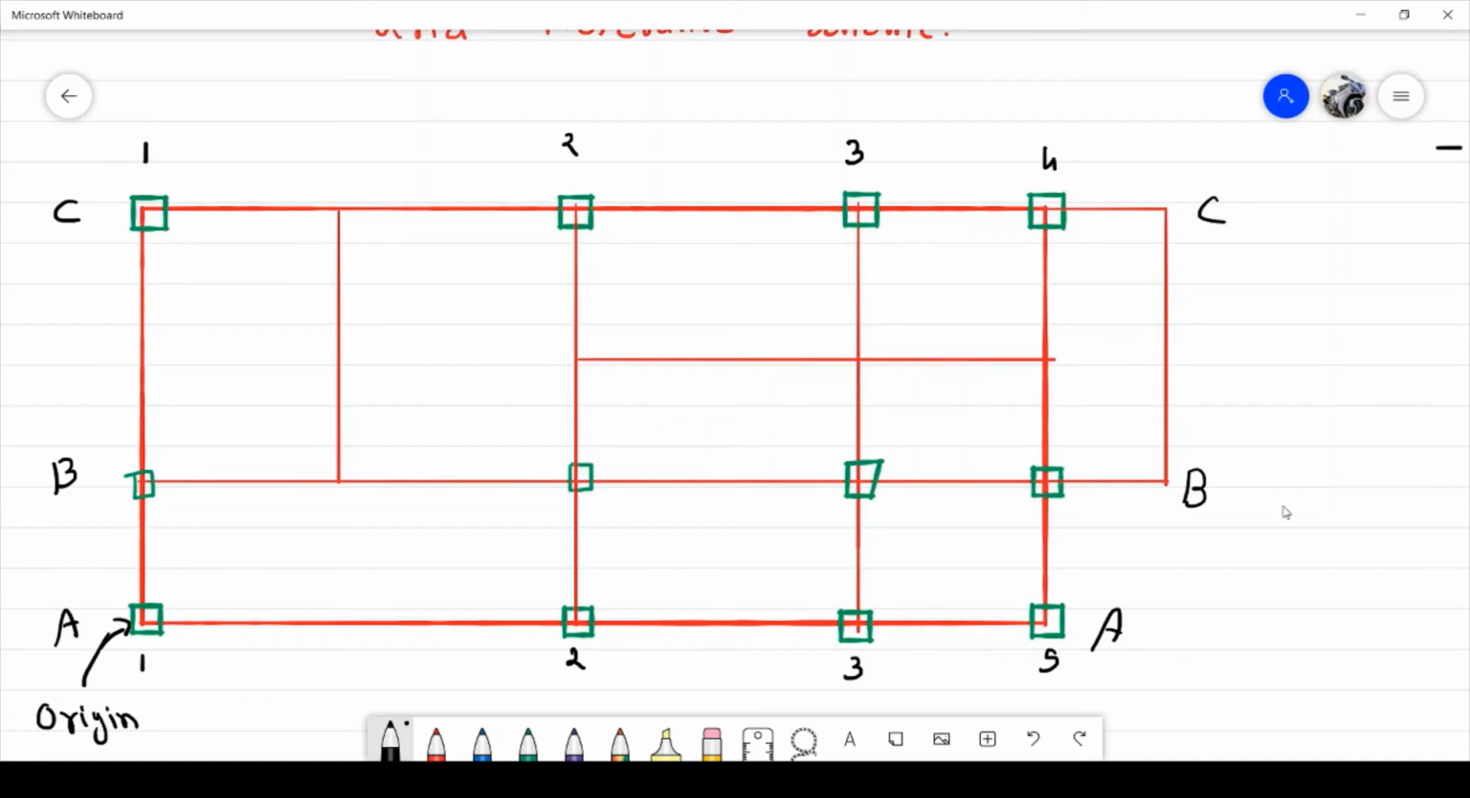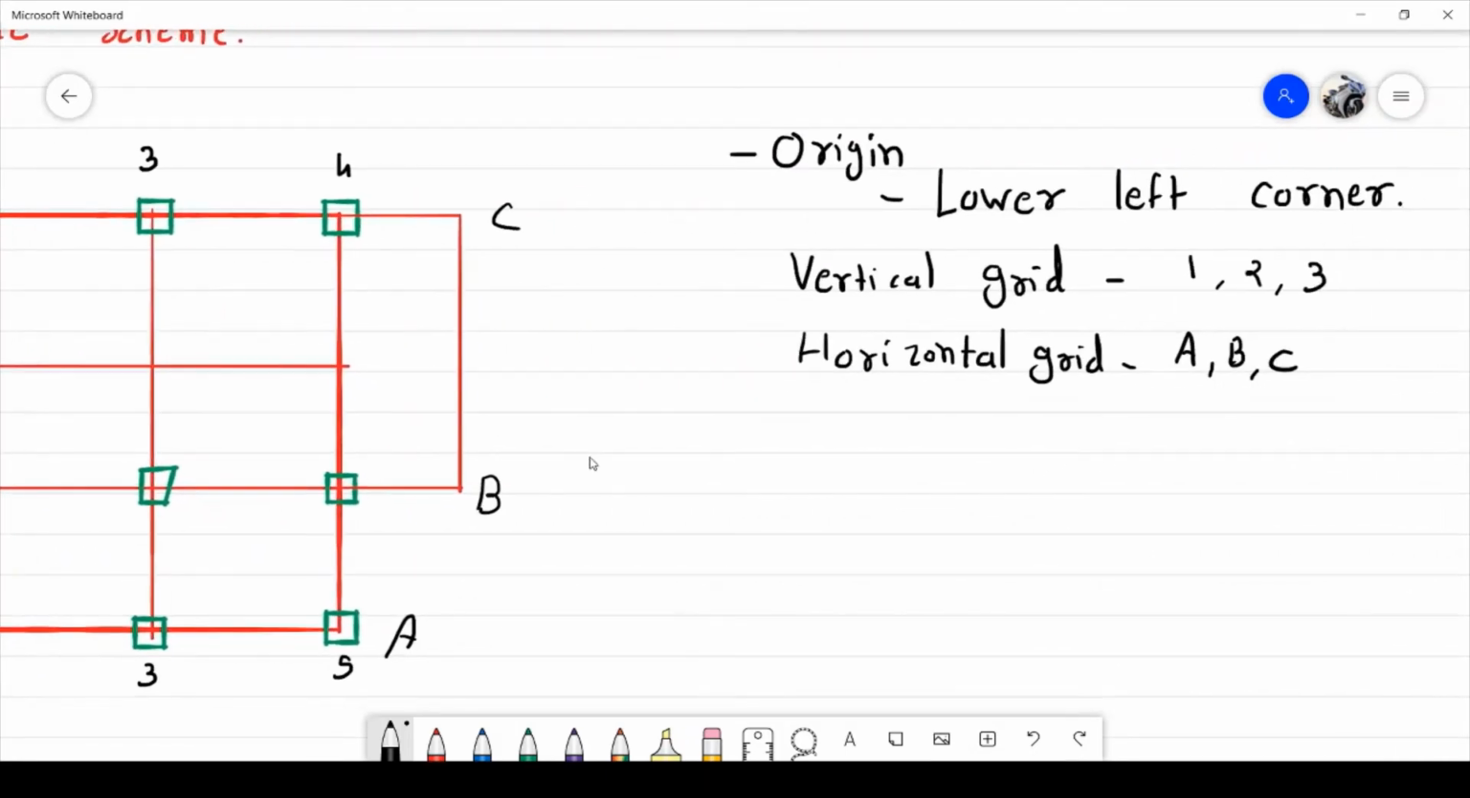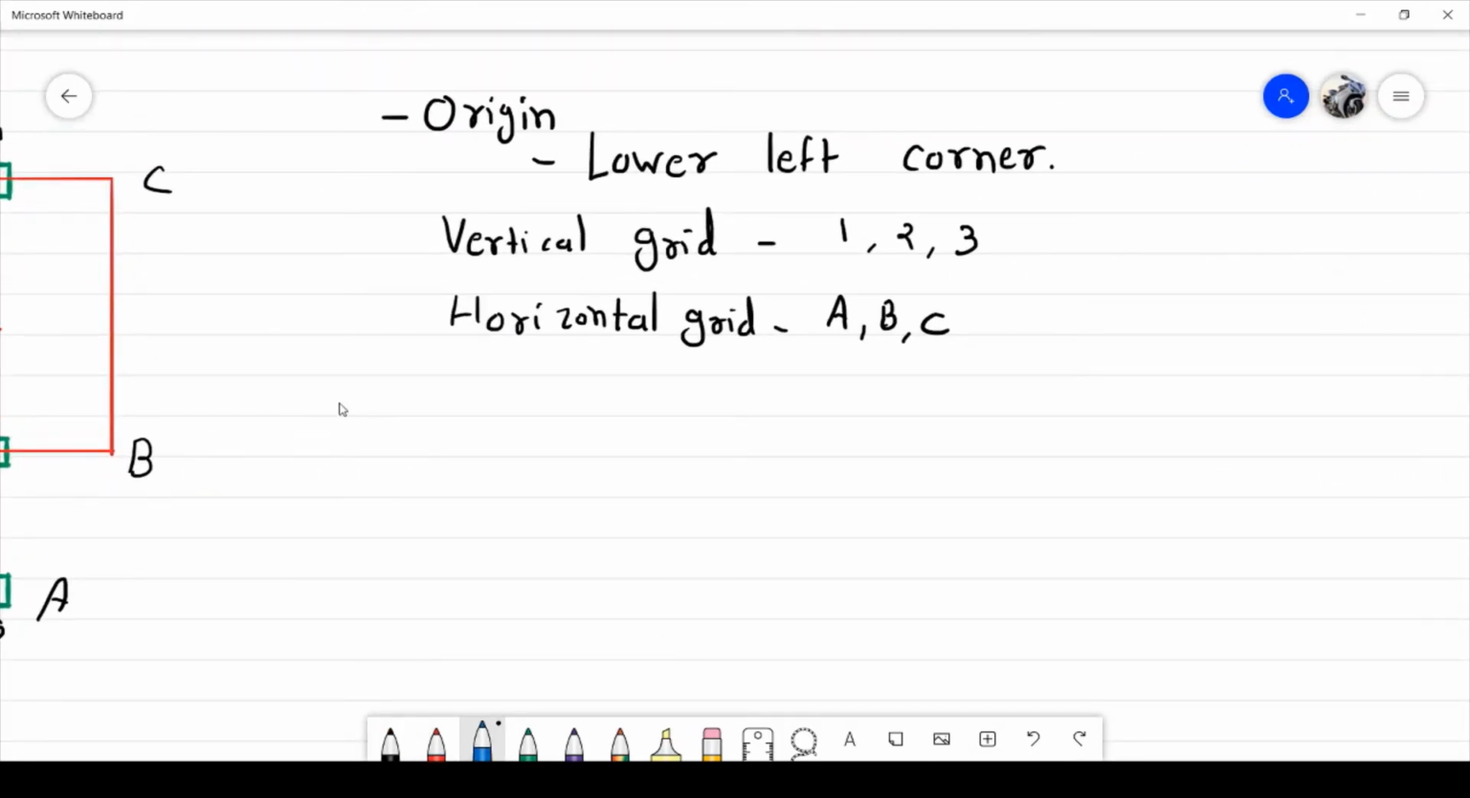Right? So after the grid line naming is completed, we have to give the name to the column. We have to provide a name to the column, right? So let's start. Column naming is simple: C I J. I is a horizontal grid line, J is a vertical grid line. So let's start.